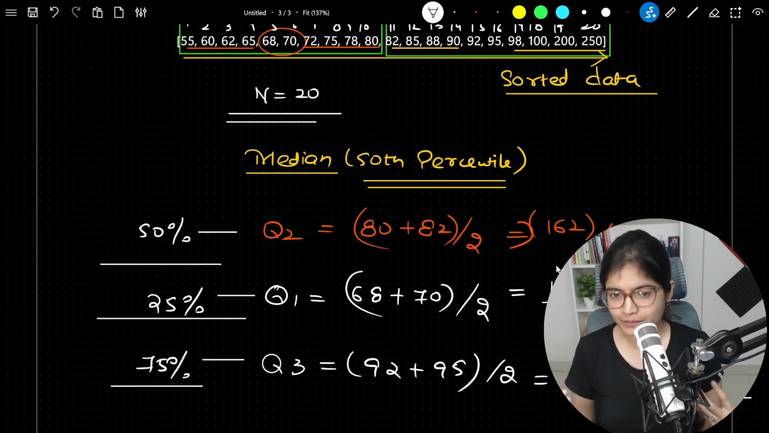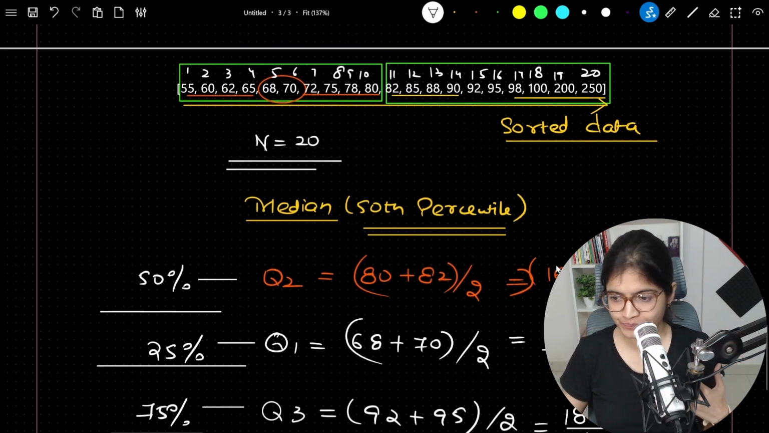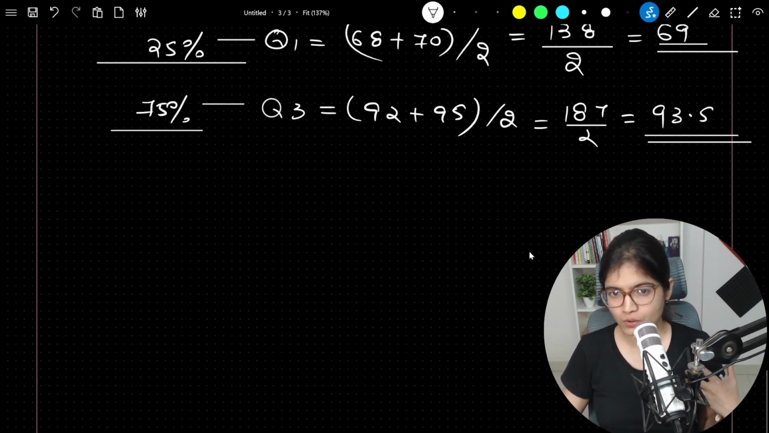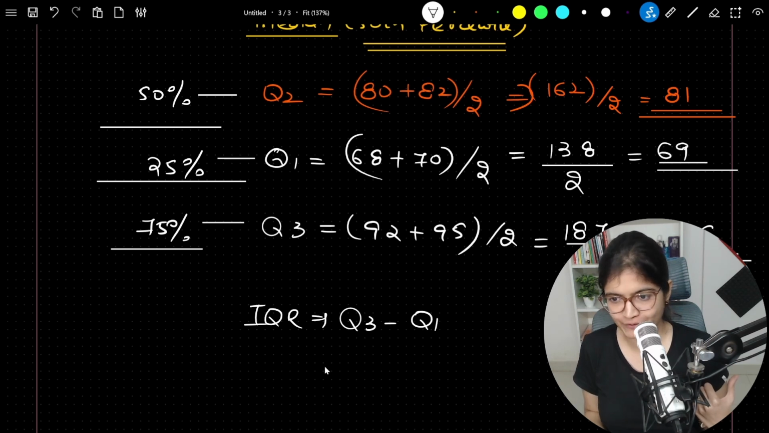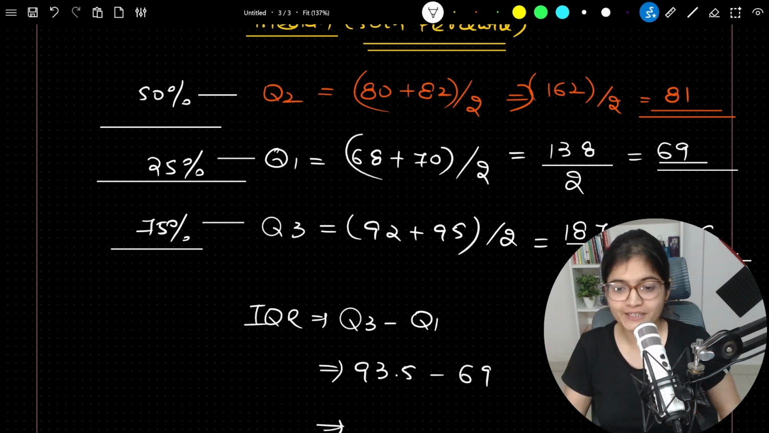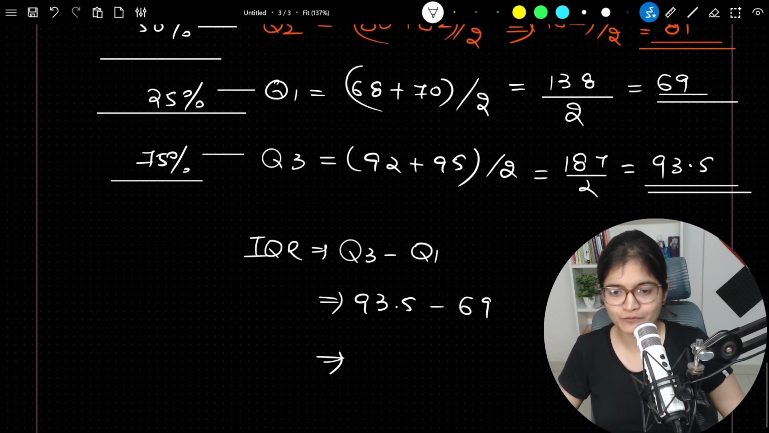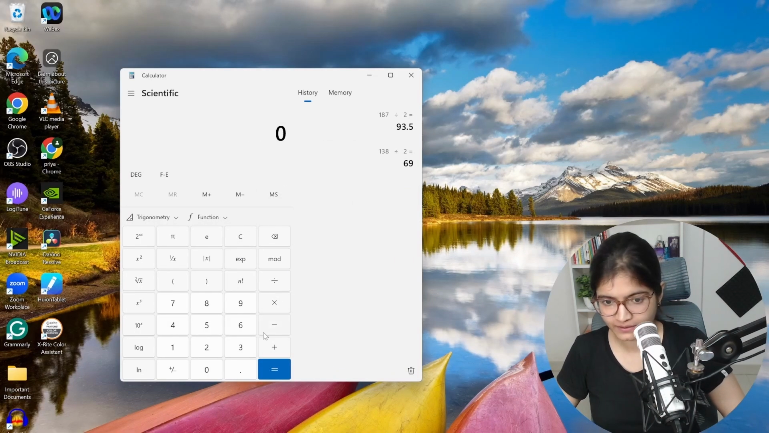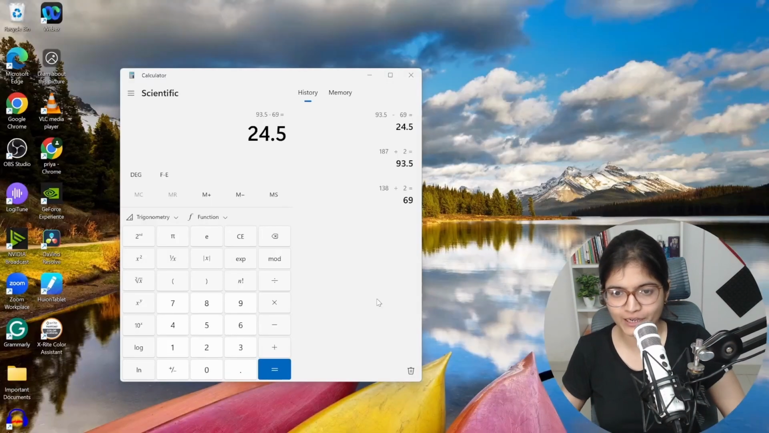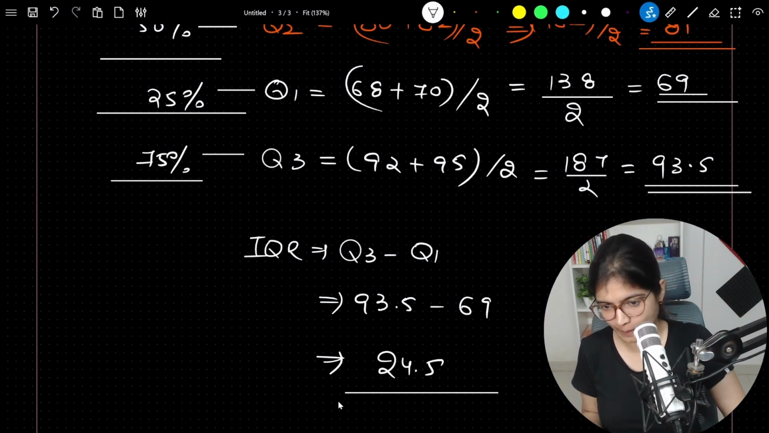Now, once we have the values of Q1, Q2 and Q3, let's deep dive into the value of IQR, which is nothing but the difference between Q3 minus Q1, as we have discussed. So it will be 93.5 minus 69. Whatever difference you get over here will be the final result. So 93.5 minus 69 is the value. To be precise, we get the value as 24.5 if I'm not wrong, right?